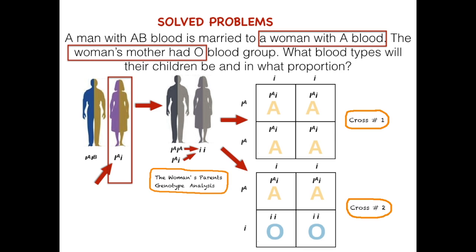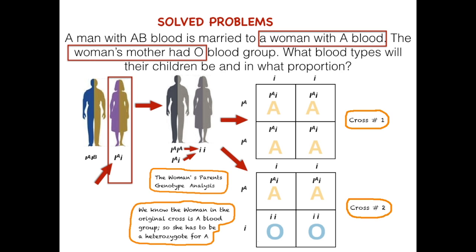But we know that this woman in the original cross, which is given in the problem, has an A blood type. So she has to be a heterozygote. There is no possibility that she will have a homozygote AA genotype, because her mother has an O blood type. Okay, so that comes back to the original cross, where the woman is a heterozygote.